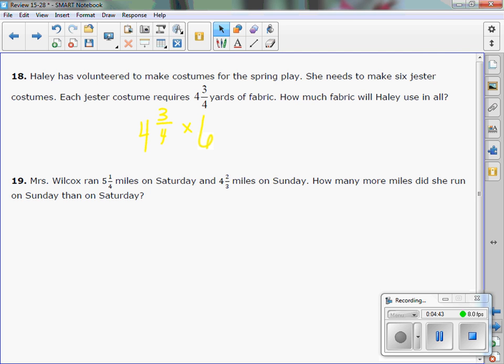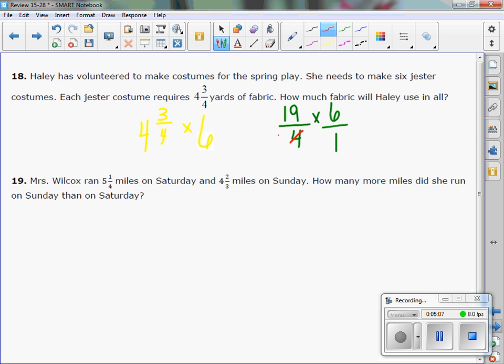Now, whenever we have mixed numbers, we have to change them into improper fractions before we can actually calculate. So to change 4 3/4 into an improper fraction, 4 times 4 is 16, plus 3 is 19. So I have 19/4 times the whole number 6/1. You can start multiplying right away, or if you want, you can cross simplify.